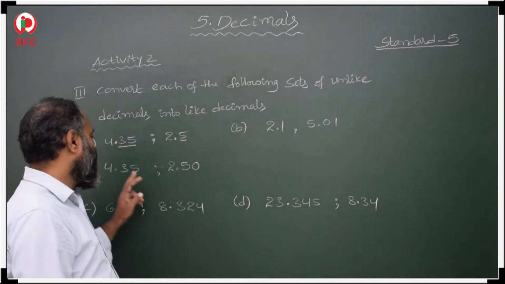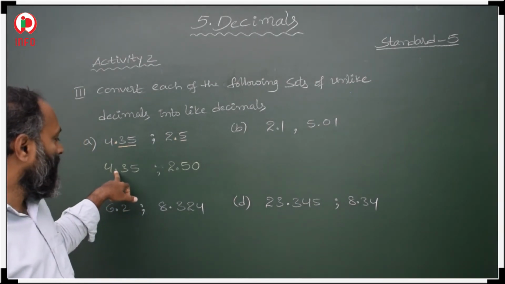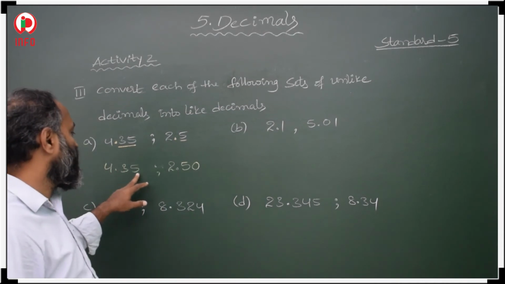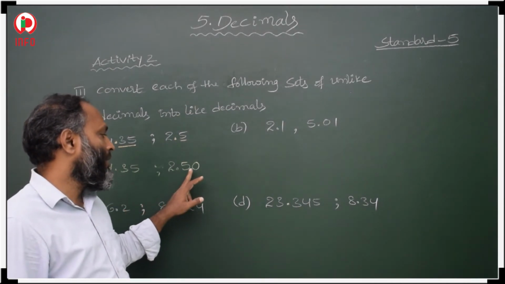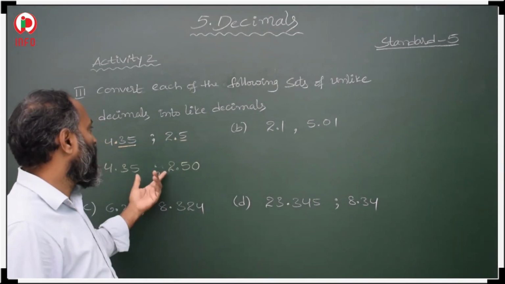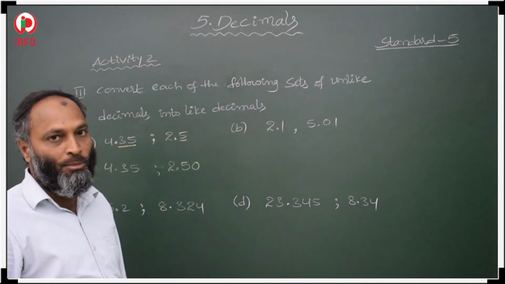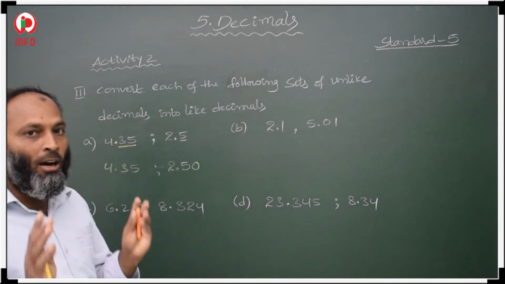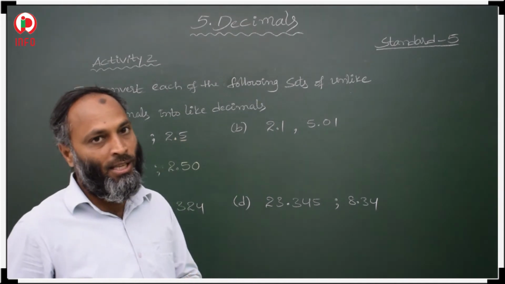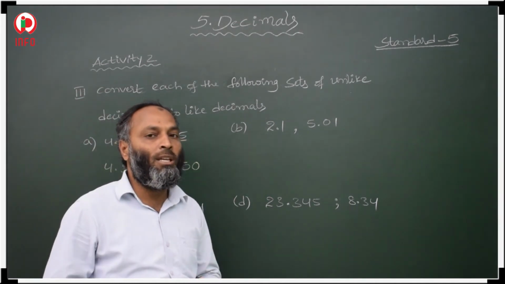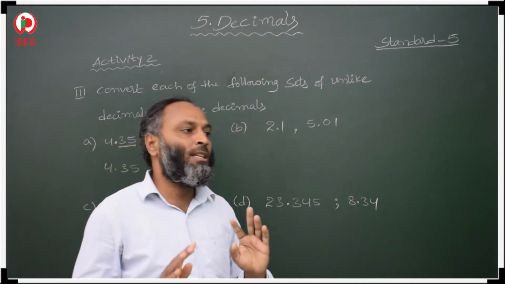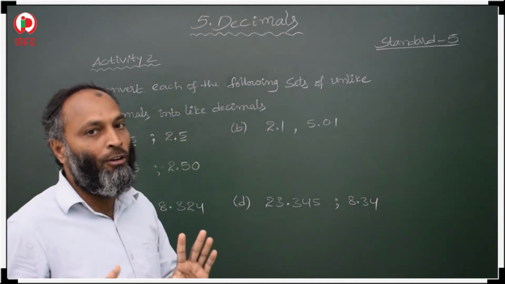Now you check after the decimal point. The decimal point is here. So on the right side how many decimal places were there? 1, 2. Here how many places are there? 1, 2. So 2 equal places were there, so they are converted into like decimals. However many places fewer there were, that many zeros we have to take. There is no change in the value of that number.